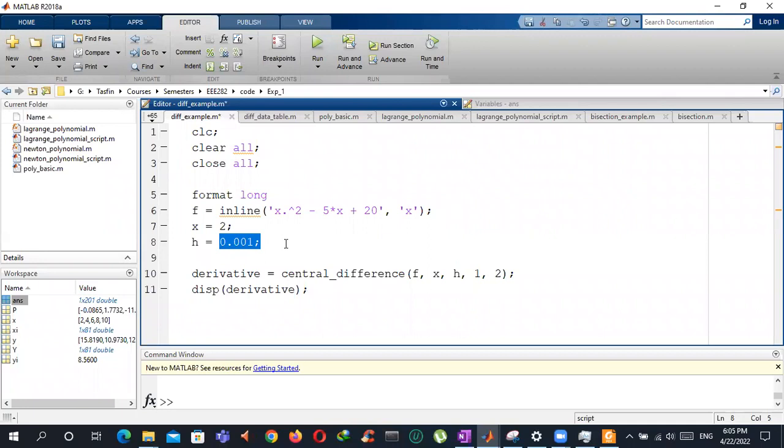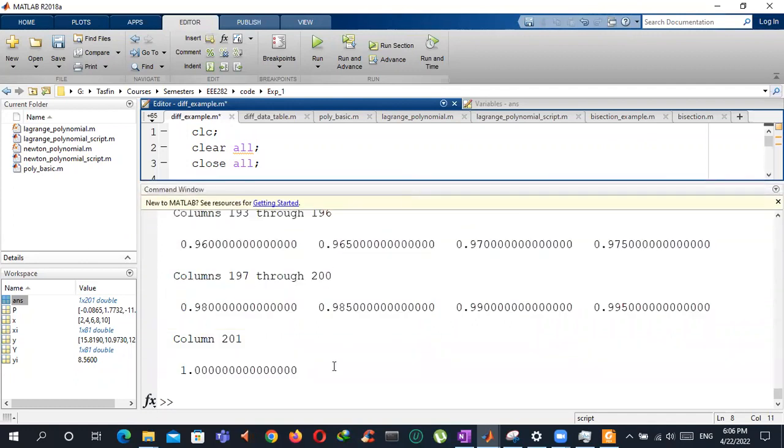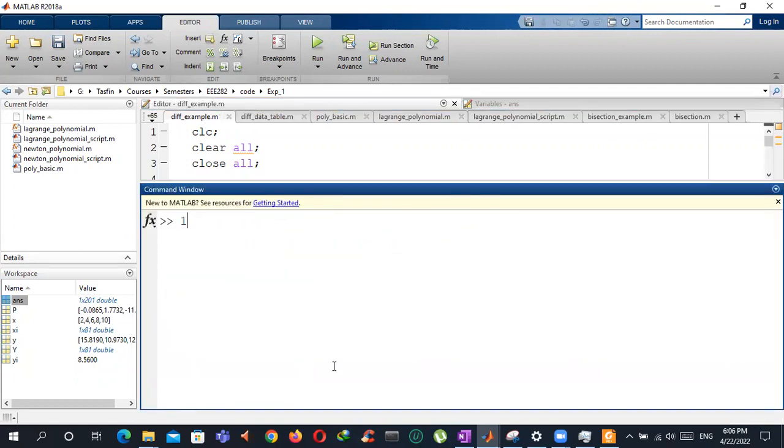If you set the h value to a very small value, then MATLAB will create some sort of issue, like reaching infinity. So we don't need to set the h value to be very small; rather, keep it like 0.001. If I write something like 0.000001, then there might be some issues.